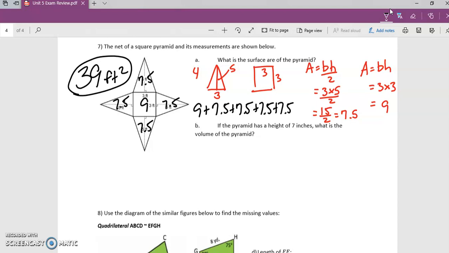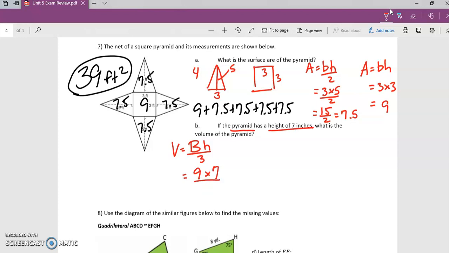And now it asks me in part B, if the pyramid has a height of 7 inches, what is the volume of the pyramid? So I know if I'm looking for volume of a pyramid, it's the area of the base times the height, but it has to be divided by 3. So what is the area of the base? We already found it. It's 3 times 3 to make a 9. So it's 9. The height of the pyramid, they told me, was 7 inches.